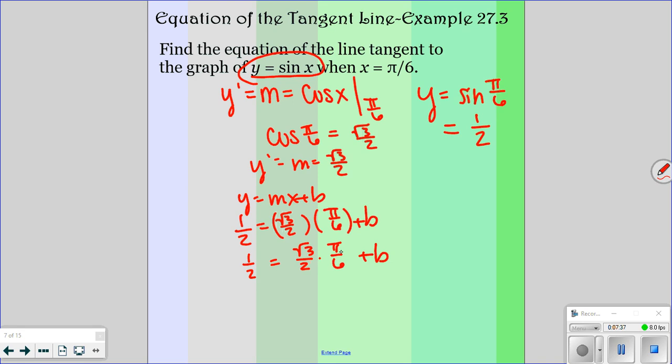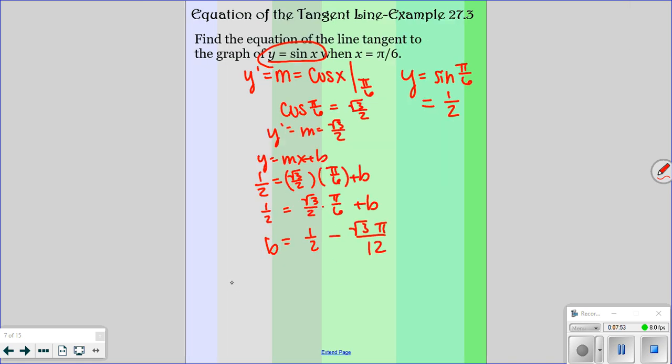So you can combine that into one term if you want, or you can leave it like that. Your b is going to be 1/2 minus, if you make it one term, square root of 3 pi over 12. Okay, so your equation would be y equals, our slope was square root of 3 over 2 x, and then plus 1/2 minus square root of 3 pi over 12. So that would be your answer.